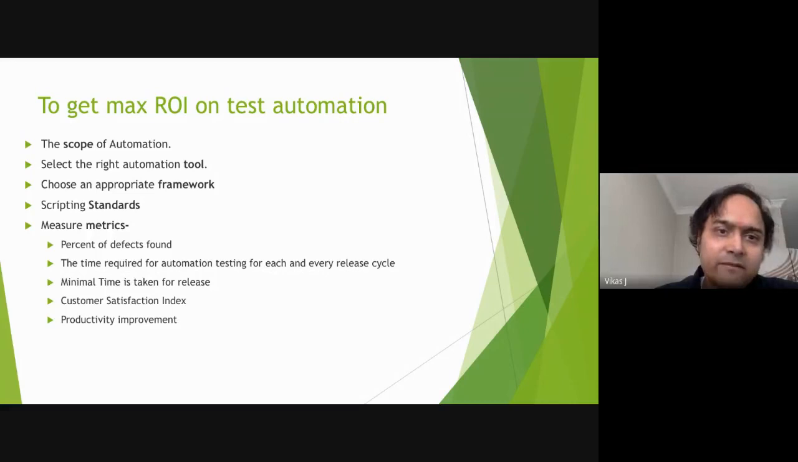And the time required for automated testing for each cycle, and then how much time are we cutting down for the release. And there's something called customer satisfaction index, and then productivity improvements. So these are a few metrics that we can take into consideration.